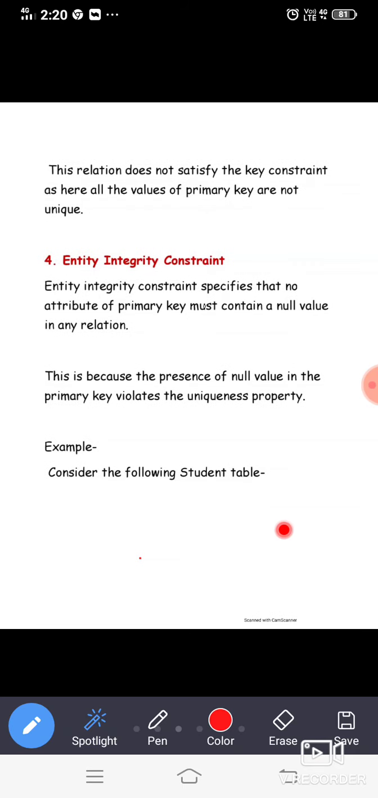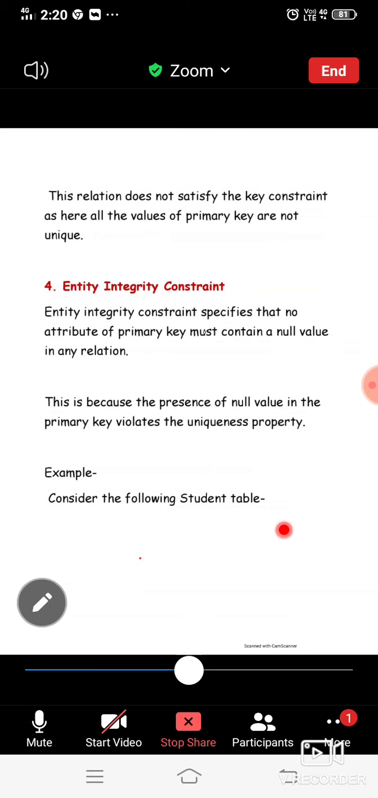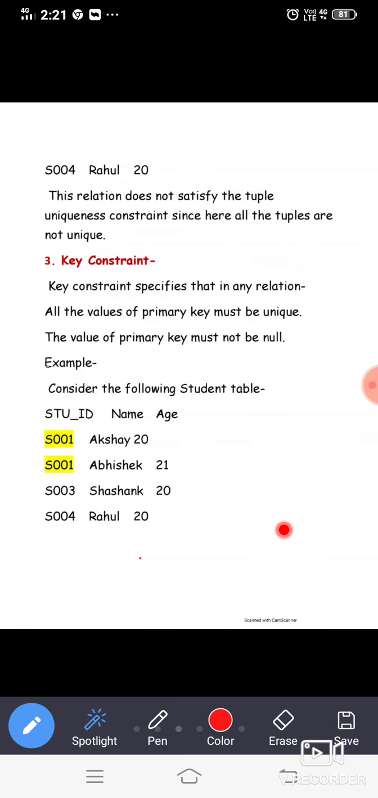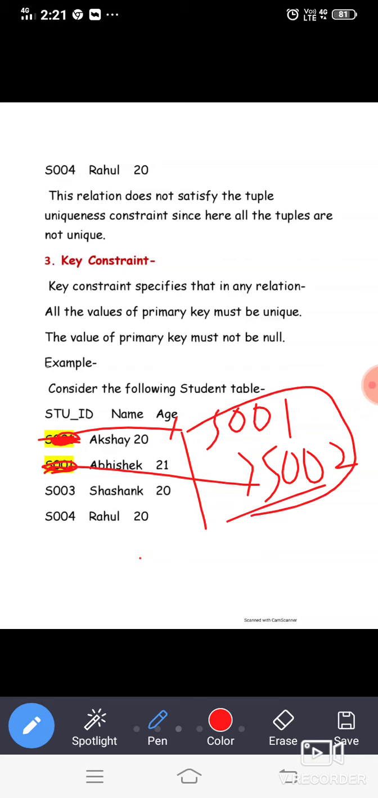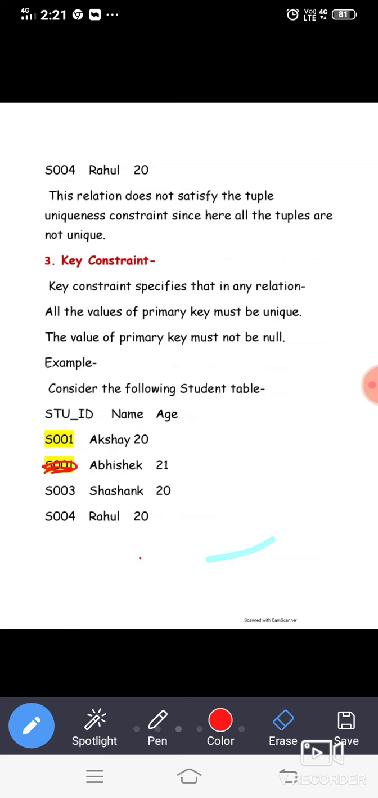Next one is called the entity integrity constraint. So for example, if you want to make this a right table, what you have to do? You have to change any one of the row numbers to a different number. So you can take this as S001, and this you can make it as S002. Whenever you write like this, the value of every tuple will be different, so that the key constraint will be satisfied. So you must satisfy all these rules. This particular table is not satisfying the key constraint.